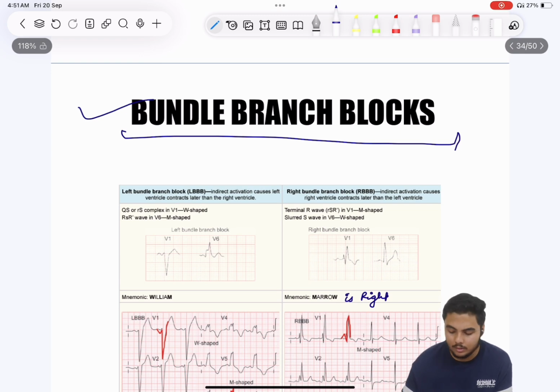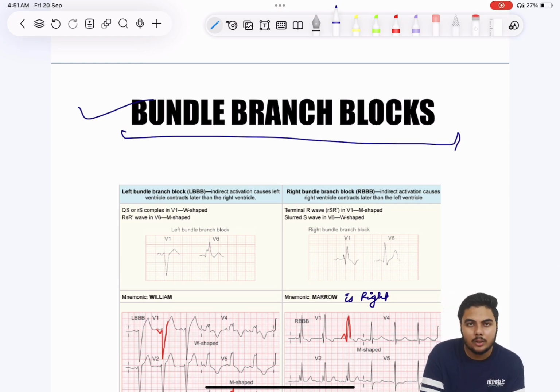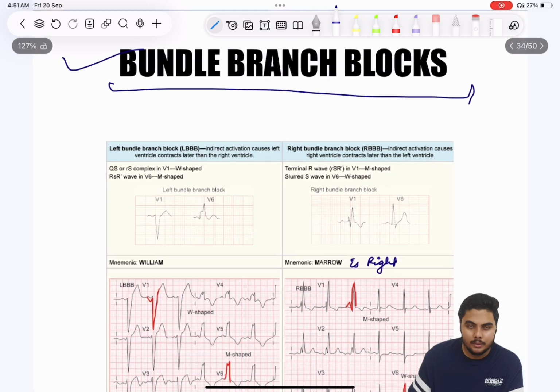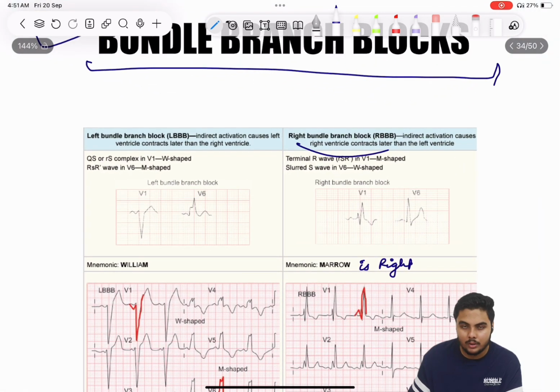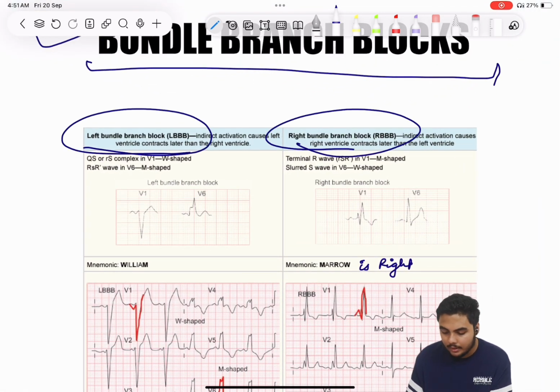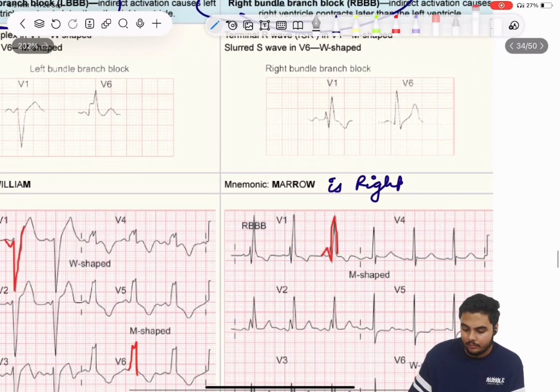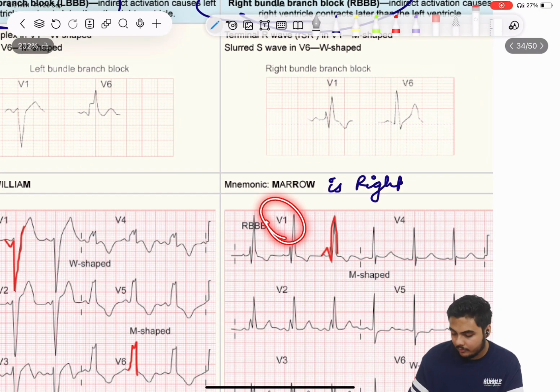Next is bundle branch block. When I was telling you about the conducting pathway of the heart, I told you that from the bundle of His, the impulse goes into the right bundle branch and the left bundle branch. So whenever there is a block in these bundle branches, we call it right bundle branch block, RBBB, and left bundle branch block, LBBB. Whenever we're looking for a bundle branch block, we have to see leads V1 and V6.